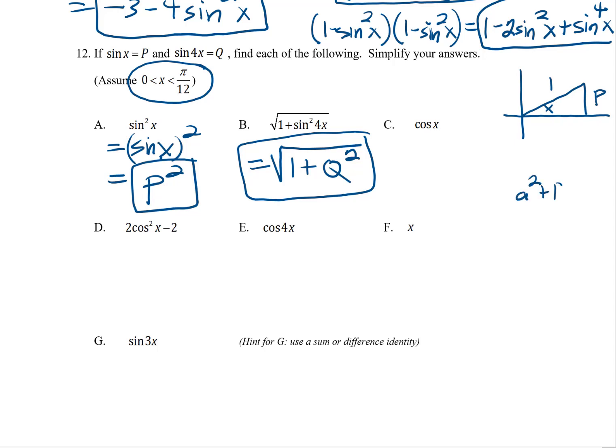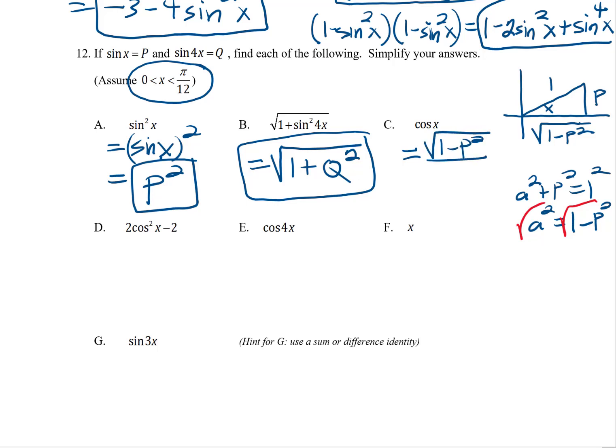For the cosine ratio, I'm going to need that missing side, that A side. A squared plus P squared equals 1 squared. In other words, A squared is 1 minus P squared. Don't worry about plus or minus in the first quadrant. The A comes out to be square root of 1 minus P squared, which means the cosine ratio for that angle is that square root, the adjacent, over the hypotenuse, which is 1. Of course, the 1 isn't doing anything, so the final answer here would just be that square root of 1 minus P squared.